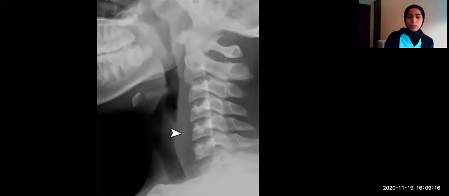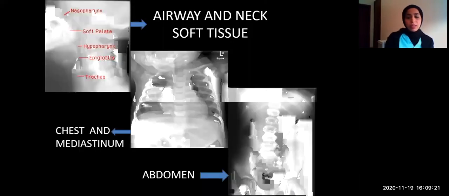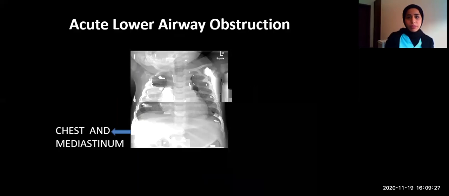This is another foreign body in the prevertebral soft tissue. You can see that there is a slight thickening of the prevertebral soft tissue as a reactive inflammatory process due to the ingestion of this foreign body. So we talked about the airway and neck soft tissue briefly. Hope it was beneficial for you. We will move to the chest and mediastinum.